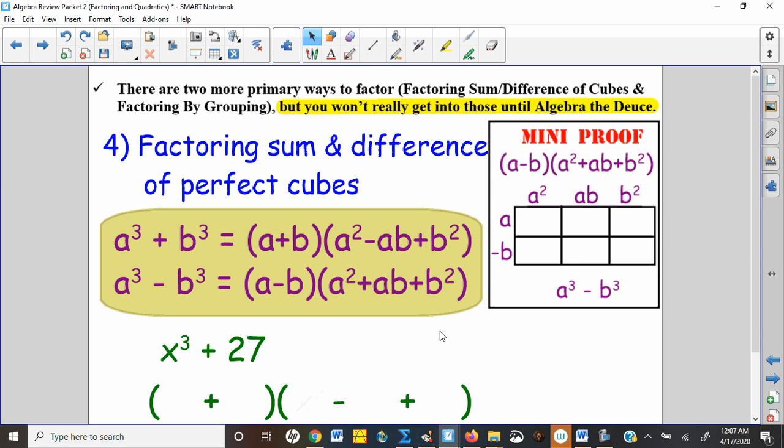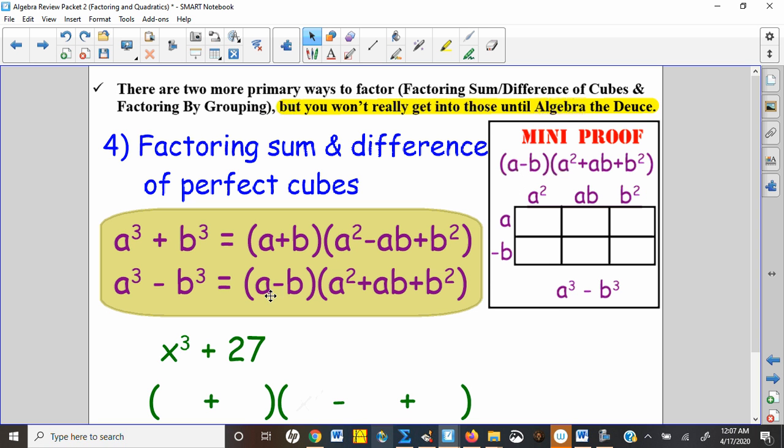All right. There are 2 more important ways that you'll learn to factor, but like I told you earlier, you don't really have to worry about them right now. So you can fast forward, or I'll spend a couple minutes talking about them really quick. We already talked about these patterns here. This is just a little mini proof that the patterns really work.